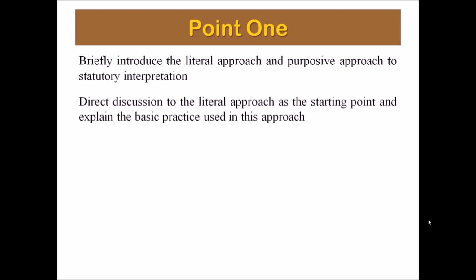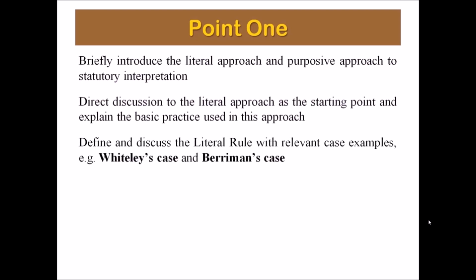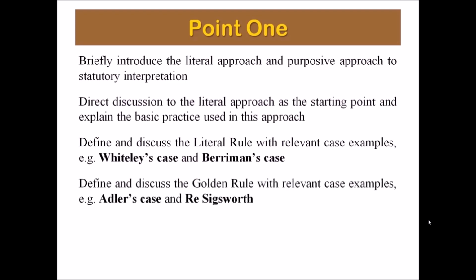We do this by explaining that there are three common law rules to statutory interpretation. The first is the literal rule, where the judges apply a statute law according to its plain and ordinary meaning. Cases on point are Whiteley v. Chappell and LNER v. Berryman. The second is the golden rule, where judges try to modify the words in the statute so that the meaning of the word is not understood and applied in a way that will lead to a repugnant situation. Cases on point are Adler v. George and Re Sigsworth.